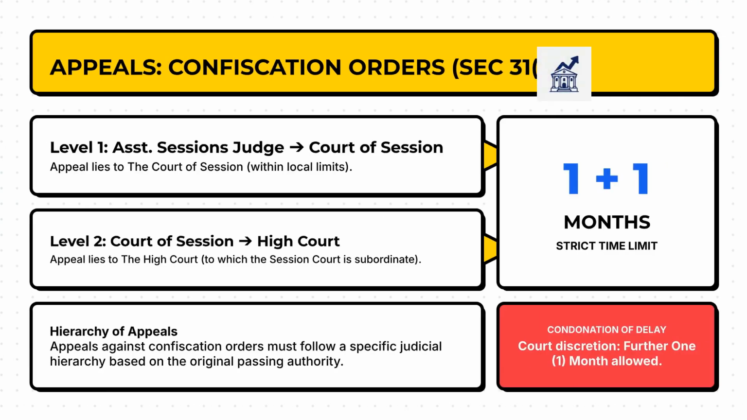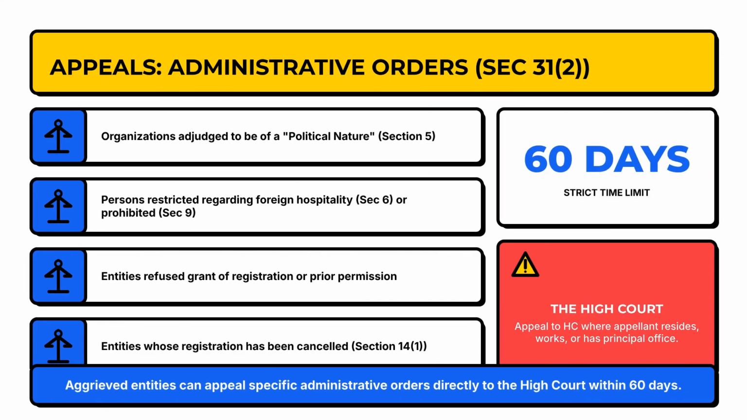The appellate route depends upon the authority that passed the original confiscation order. If the order was passed by a court of session, the appeal lies to the High Court, to which that session court is subordinate. If the order was passed by the notified officer or assistant sessions judge, the appeal lies to the court of session having jurisdiction over the matter. The appeal must be filed within 1 month from the communication of the order. However, the appellate authority has discretion to condone delay and permit filing for an additional period of 1 month where justified.